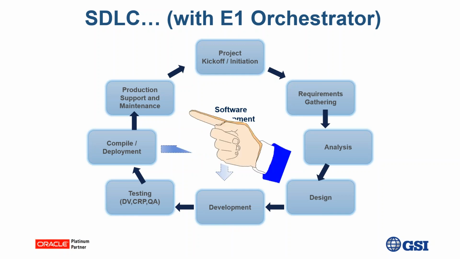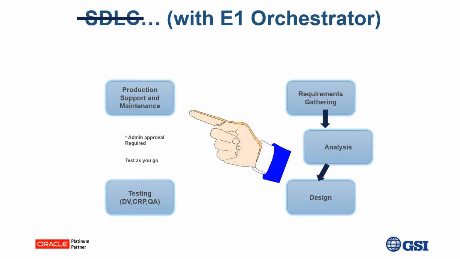You can go from design to production with a little bit of testing using E1 Orchestrator. Of course, you still need admin approval. Don't think of this as a free for all. Publishing the UDOs and orchestrators has to be approved by administrators, but there is no deployment step that will slow you down, and then you can test as you go, right?